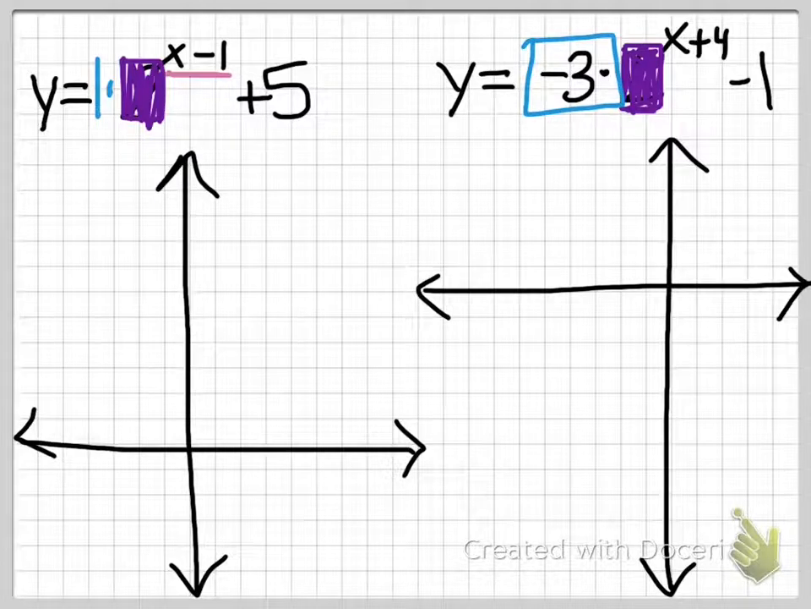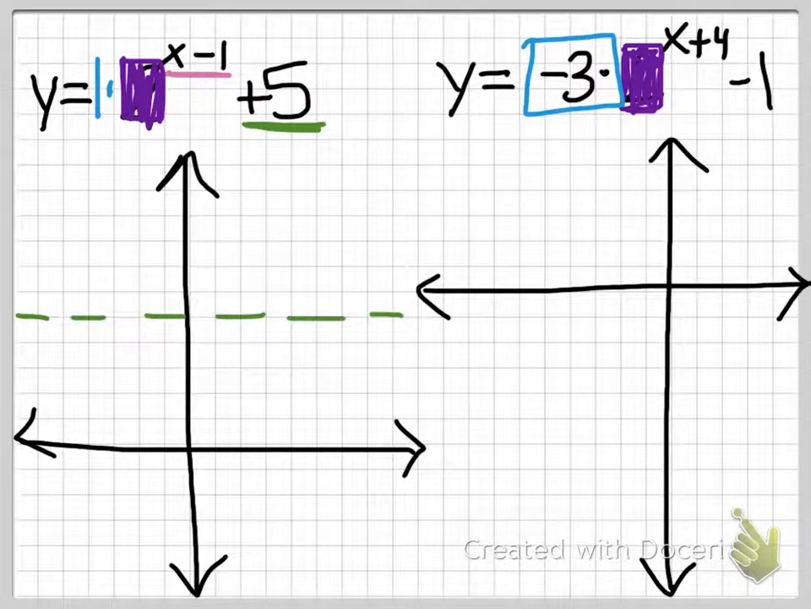Okay, so now that we are not looking at that 2 anymore, we can go ahead and start by looking at our asymptote. So the asymptote comes from this value right here, 5. So I'm going to go up 5. Make my asymptote, it's a dashed line.